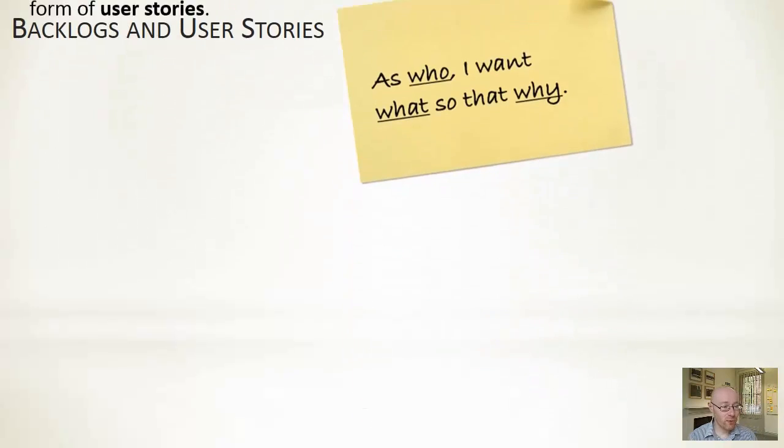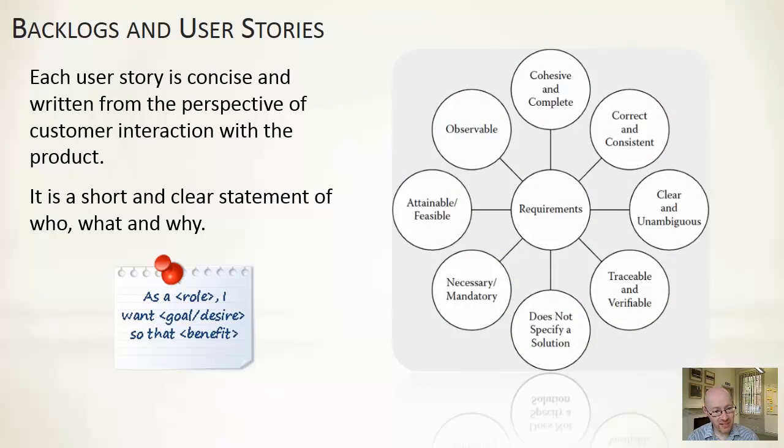So each of the user stories is a concise statement. It's not a long waffly one. It's as small as it possibly can be. It's written, generally speaking, from the perspective of the customer or the person who's using the product. So it's not from the developer's perspective, it's from the user's perspective. A short, clear statement of who, what, and why. So for example, as a user, I want to be able to save my file in Excel format, so that I can import it into Excel and use it to calculate whatever.